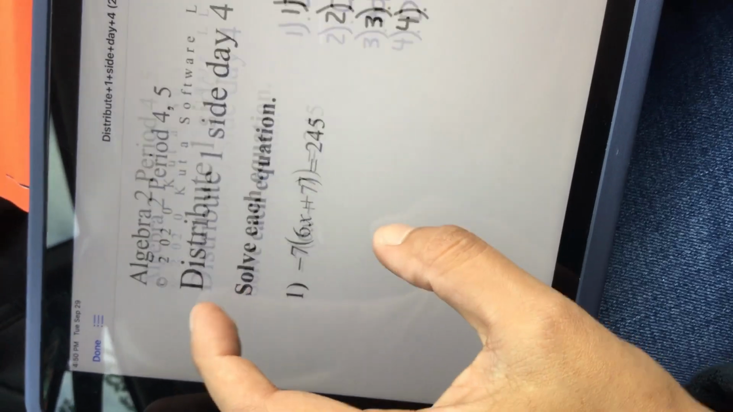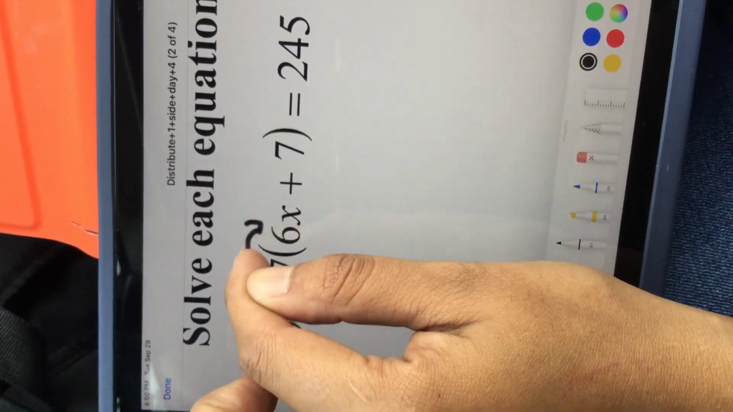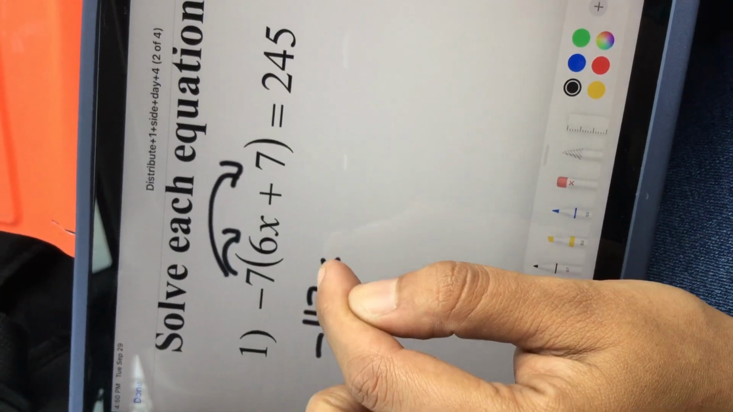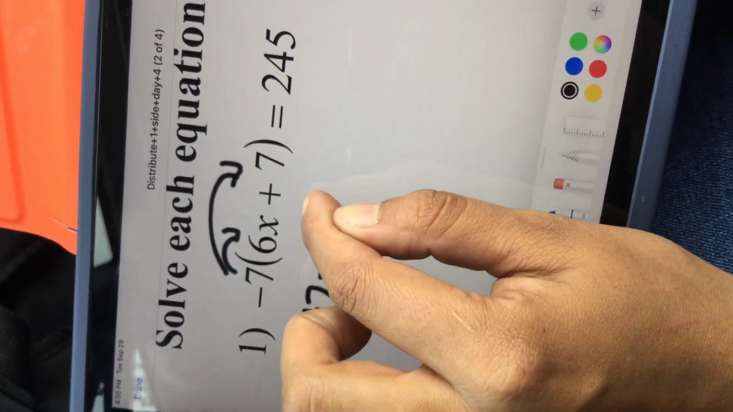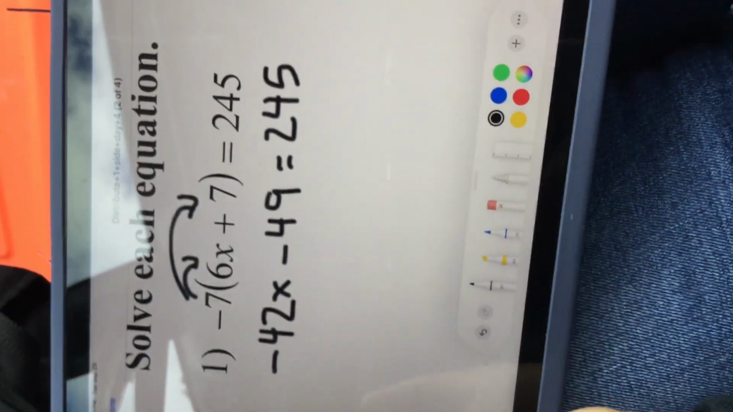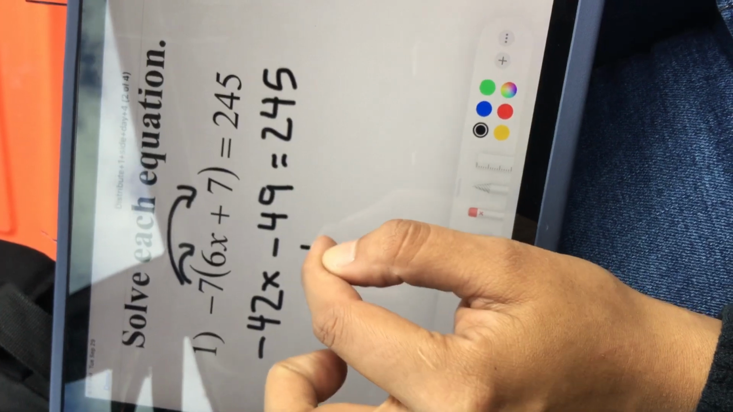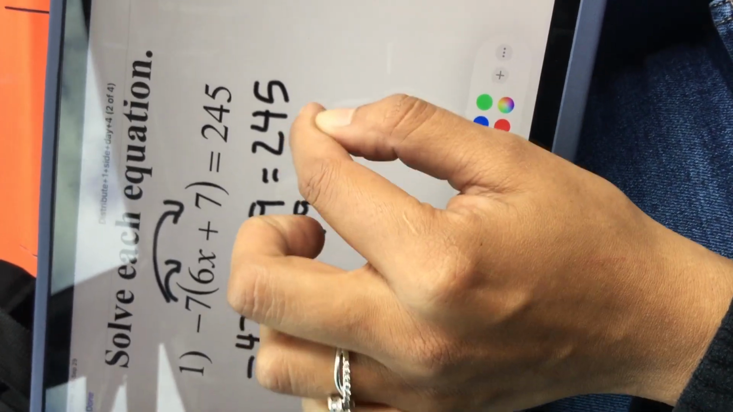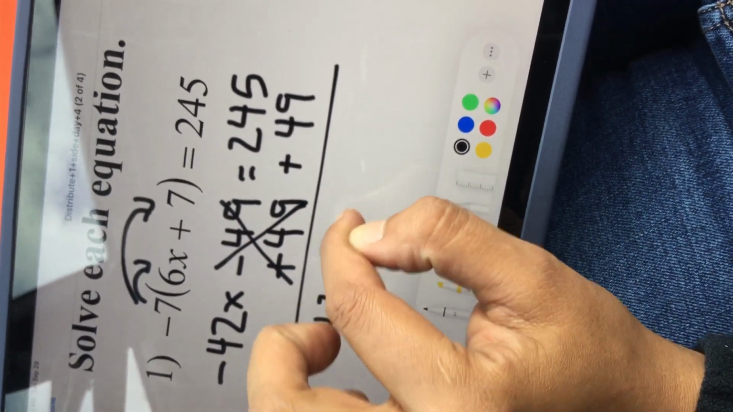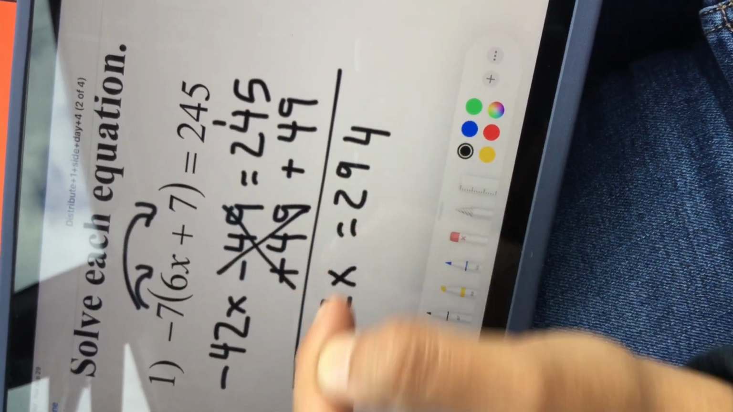If we look at number 1 here, our first step is going to be to distribute. So we can say boom, boom. Negative 7 times negative 6 is going to be minus 42x. And then negative 7 times negative 7 is going to be minus 49 equals 245. We don't have any terms to combine, so that's good. Our next step is add or subtract. So we're going to say plus 49 plus 49. Those cancel out, so you've got negative 42x equals 294.